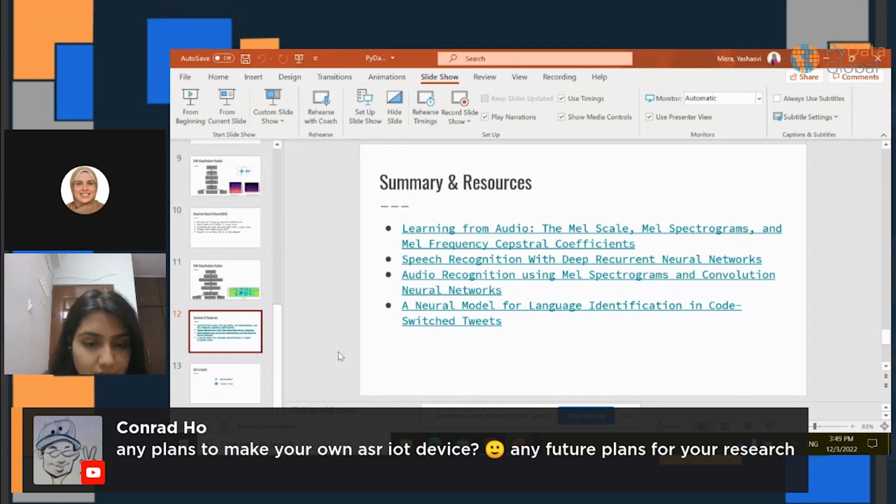Yes, one more question. Any plans to make your own ASR IoT device? Any future plans for your research? Yeah, definitely. I would be open to research, but I have not decided yet whether I want to go into device making, or further explore how to optimize these models, and yes, create my own personal project so that I can publish it on GitHub. So definitely, I'm open to research, and yeah, I would be doing that.